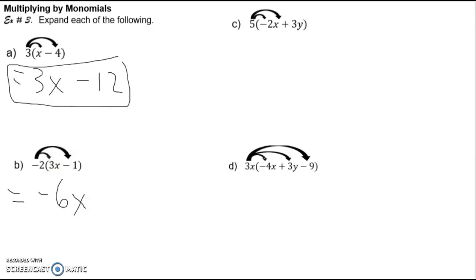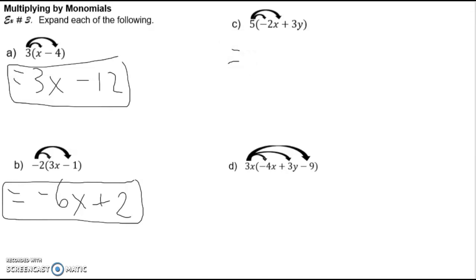And then the next step, we have negative 2 times negative 1. So negative times a negative gives you a positive. Oops. Positive. And then 2 times 1 is 2. And that's your final answer. Looking at question C. Oh, wrong one.